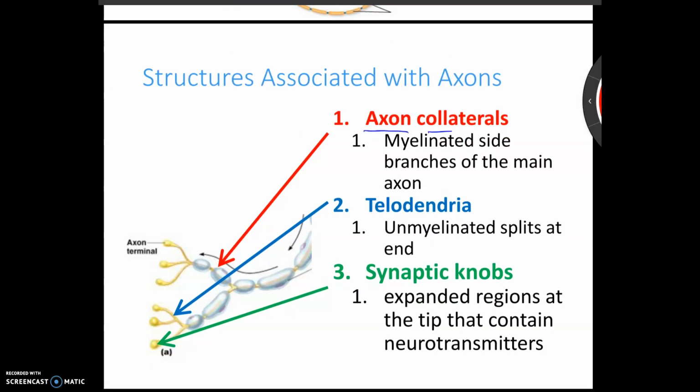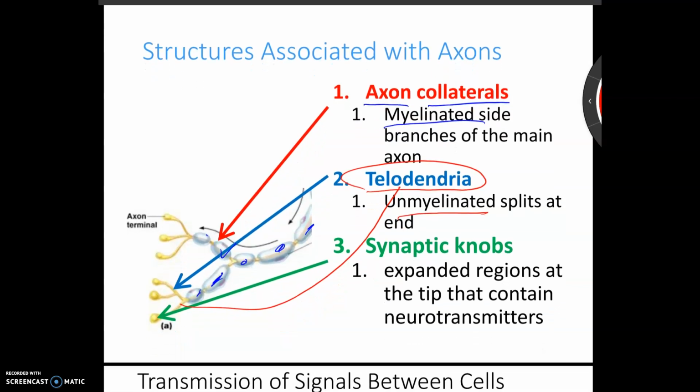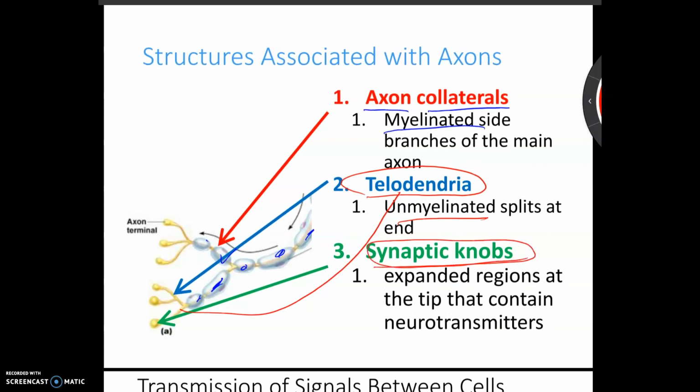So the axon collateral is myelinated. So see these things? Those are Schwann cells. They cover the axon in something called myelin. This is insulating it. So they're myelinated, and usually they're close to the cell body. This one's at the end. Telodendria are unmyelinated, so see, no Schwann cells on those. There's splits at the end that go to the individual muscle fibers or individual glands, and then we have these axon terminals. Sometimes they're called synaptic knobs. You should already know that from the muscle chapter.